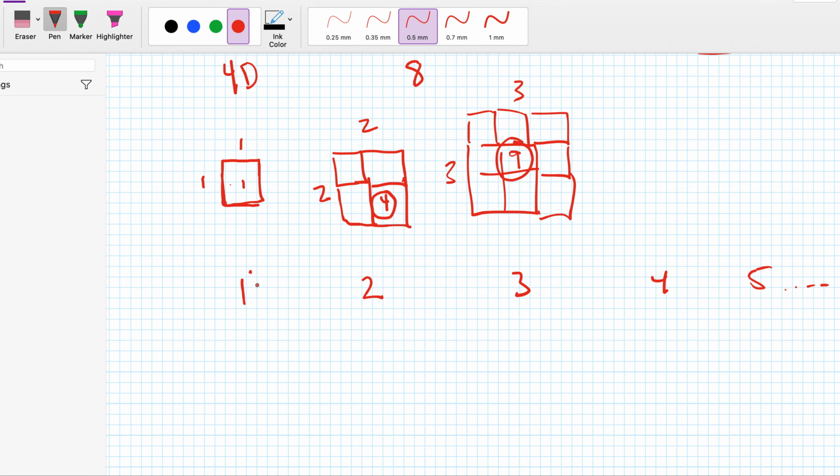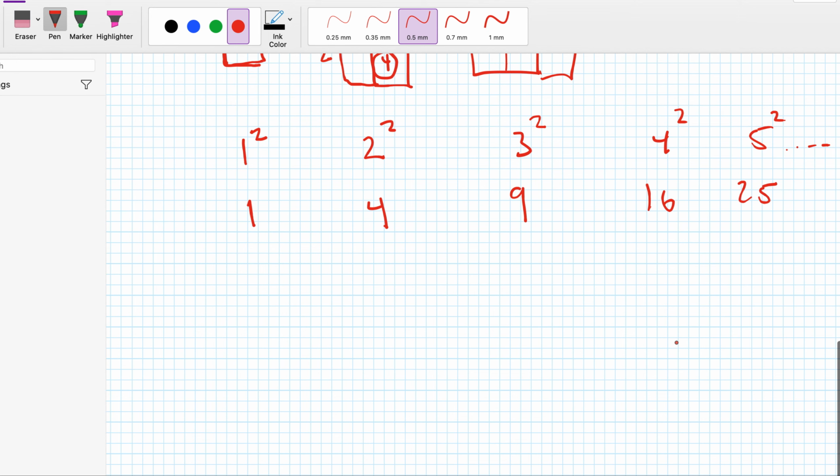A 1 by 1 square, or 1 squared, is 1. A 2 by 2, or 2 squared, is 4 bricks. 3 by 3, or 3 squared, is 9 bricks. 4 by 4, or 4 squared, is 16, and a 5 by 5 would make 25 little pieces because you'd have 5 rows of 5. So when we understand that a square is talking about these actual shapes, it helps us to realize we're working with actual physical things.